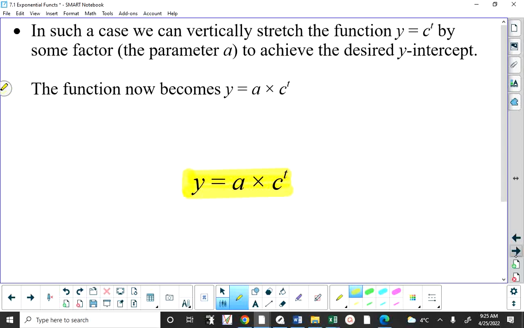So to go from y equals c to the t up here, which is really pretty limited, and the reason it's limited is that graph will have a y-intercept of 1. If you want to start applying mathematics to things in the real world, when you talk about a y-intercept, think about this for a second.